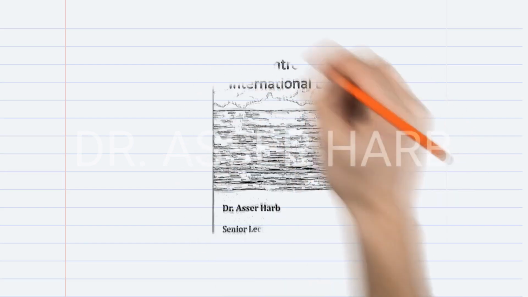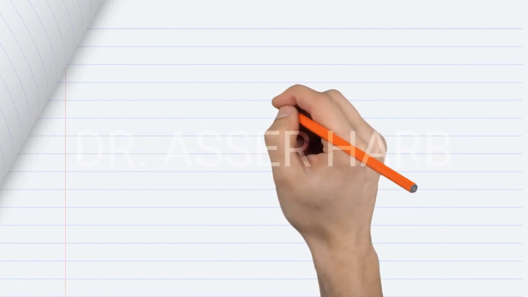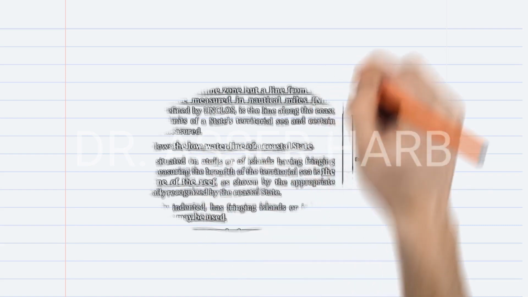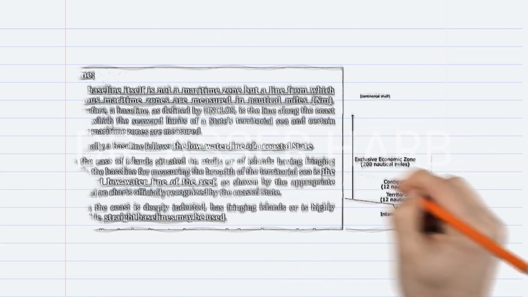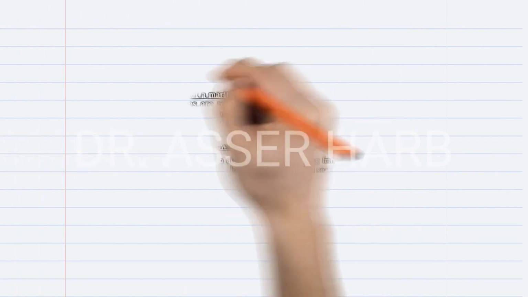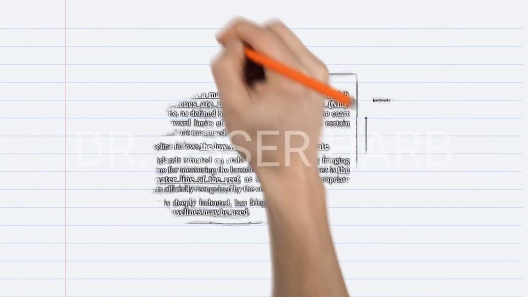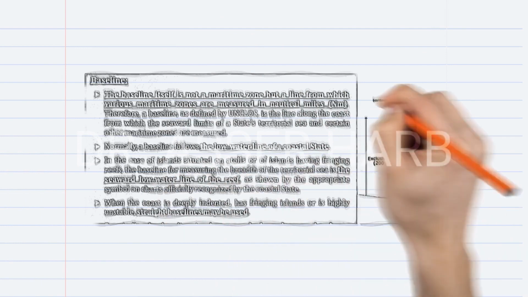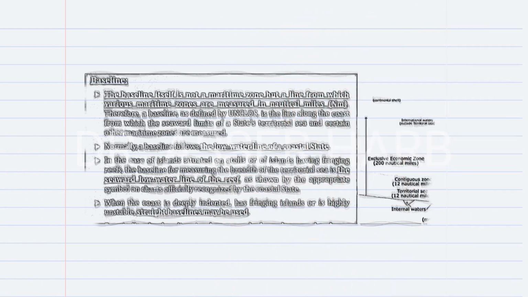Various Maritime Zones by Dr. Harb. What is a baseline? The baseline itself is not a maritime zone but a line from which various maritime zones are measured in nautical miles. Therefore, a baseline, as defined by UNCLOS, is the line along the coast from which the seaward limits of a state's territorial sea and certain other maritime zones are measured.